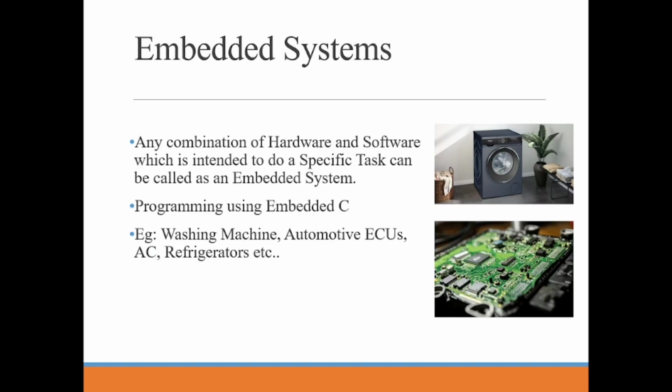So let us see what an embedded system is. An embedded system is a combination of hardware and software which is designed to perform a specific task. It is important in the real world, and it is programmed using embedded C. The applications of embedded systems in this world are huge. For example, a washing machine consists of a controller unit to perform the washing operations, and automotive electronic control units are used to control the movement of the vehicle. Air conditioning systems and refrigerators are also used for home applications.